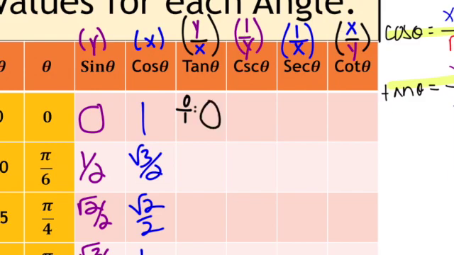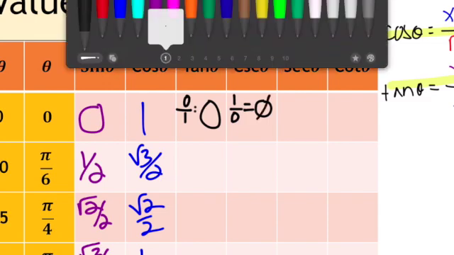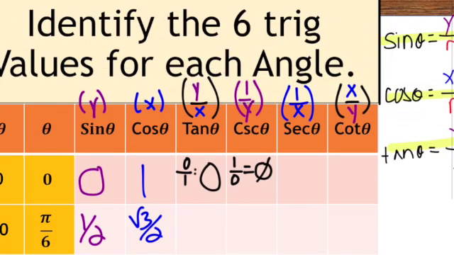Cosecant, I'm just going to flip it. So I'm going to take 0 over 1 and flip it, so it's going to become 1 over 0. Oh, that can't work. So no solution. We can also say undefined. So let me see if I can squeeze that in there. So undefined, right? Or no solution. Either one's fine.